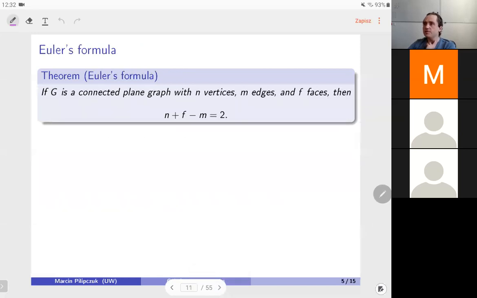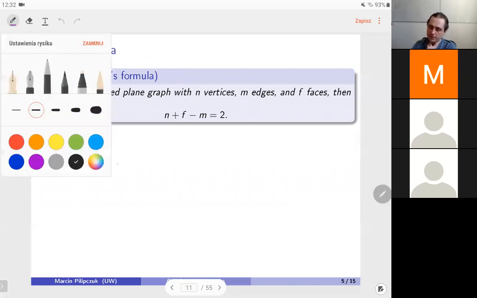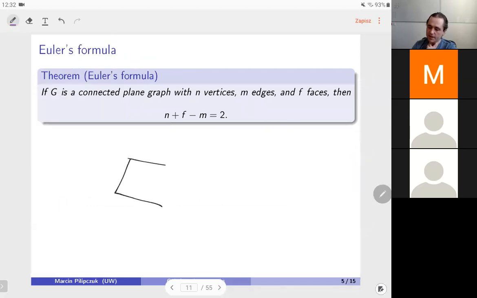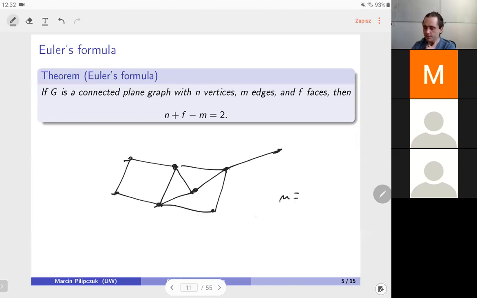The starting point for the discussion is Euler's formula that everybody knows, but let us recall. If I have a connected plane graph, a plane graph is a graph embedded on a plane, already with an embedding. So we've got a plane graph like that. Now I can count the number of vertices. In this picture, the number of vertices is 8. The number of edges is 4, 7, 10, I think 11.